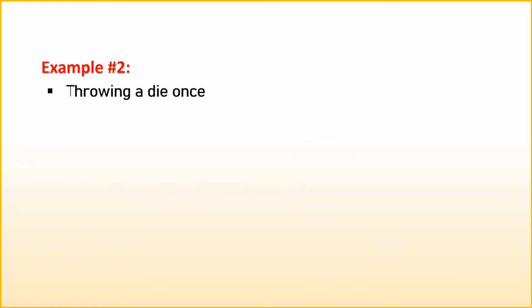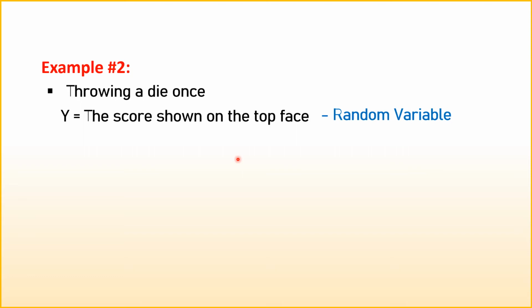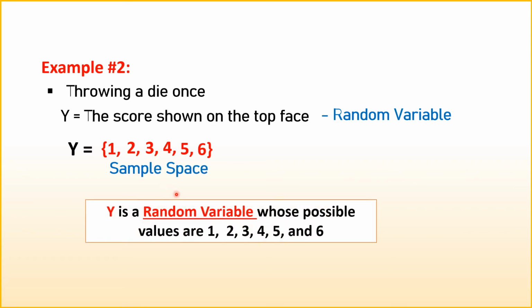Let's have another example. Throwing a die once. So, alam naman natin na ang dice natin, we have 6 faces. So, maglet tayo na ang Y natin, the score shown on the top face. So, this is the random variable. And then, we're going to list down all the possible outcomes. So, we have here 1, 2, 3, 4, 5, and 6. So, this is the sample space. And then, ang Y natin is a random variable whose possible values are 1, 2, 3, 4, 5, and 6.